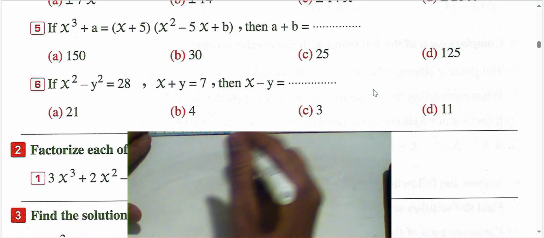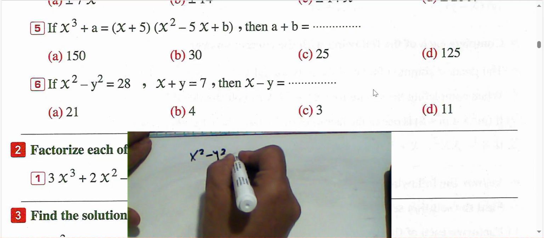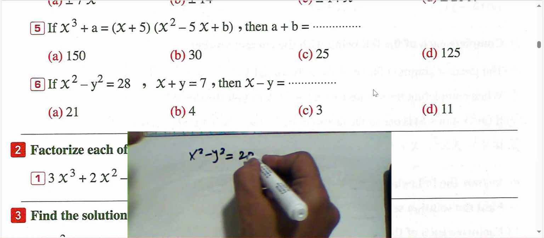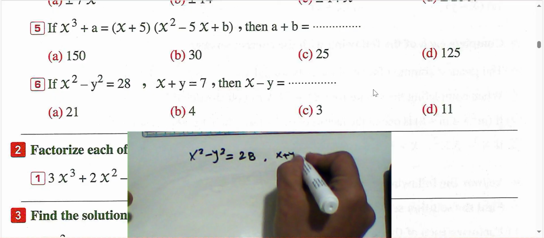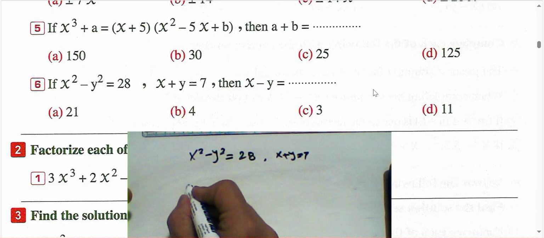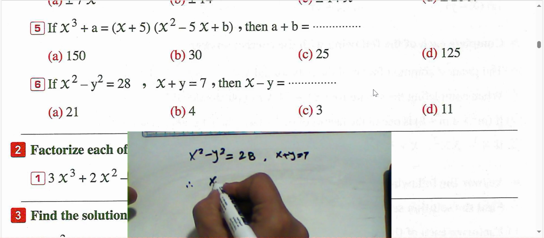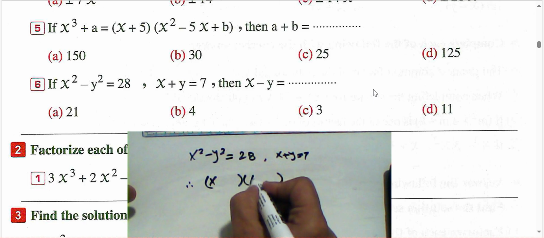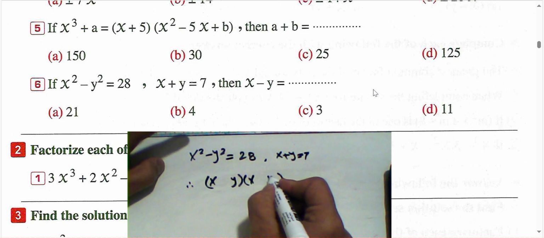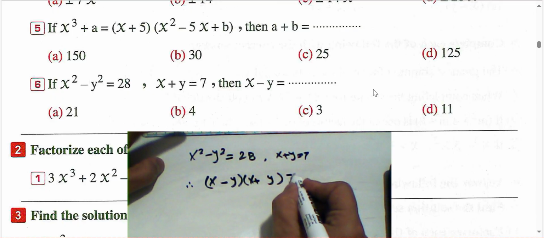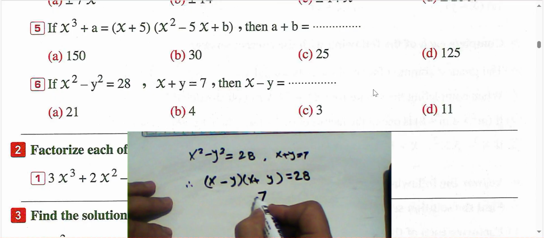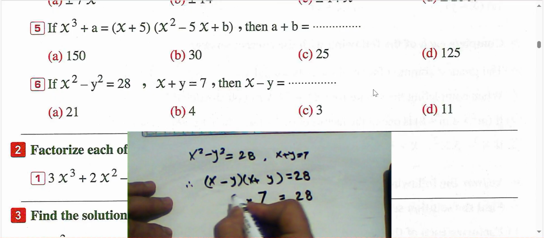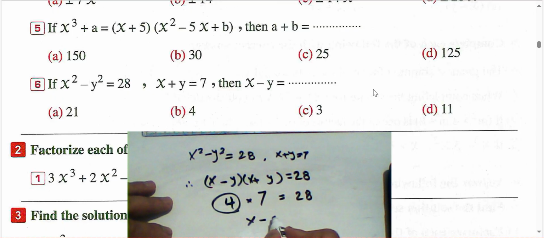x power 2 minus y power 2 equal 28. And he gives the information x plus y equals 7. Then he wants to find x minus y. We can factorize this expression. x times x for x power 2 and y times y for y power 2, write negative and positive. The product between them equal 28. x plus y is 7. 7 product by what equal 28? 7 times 4. Then x minus y equal 4.